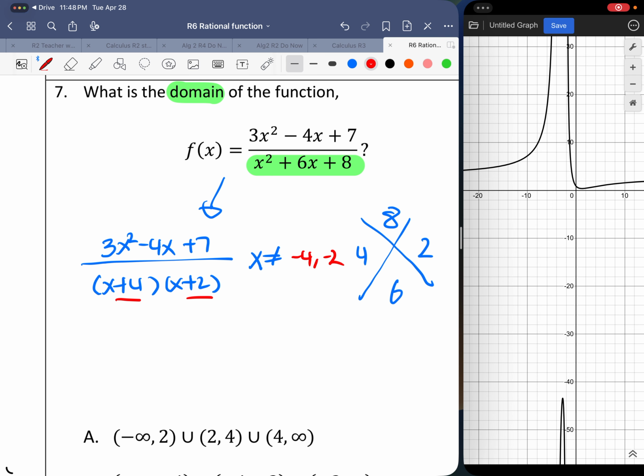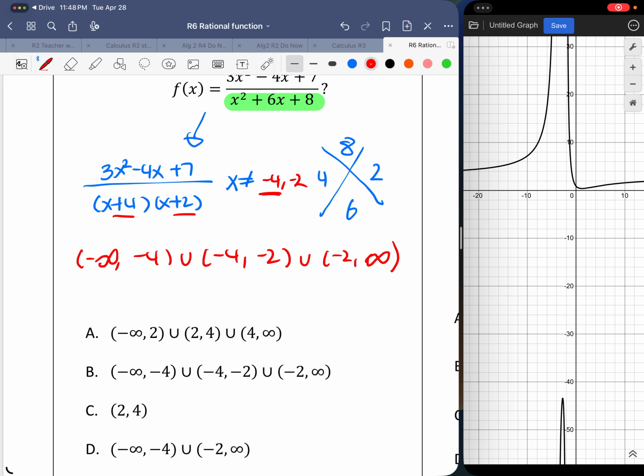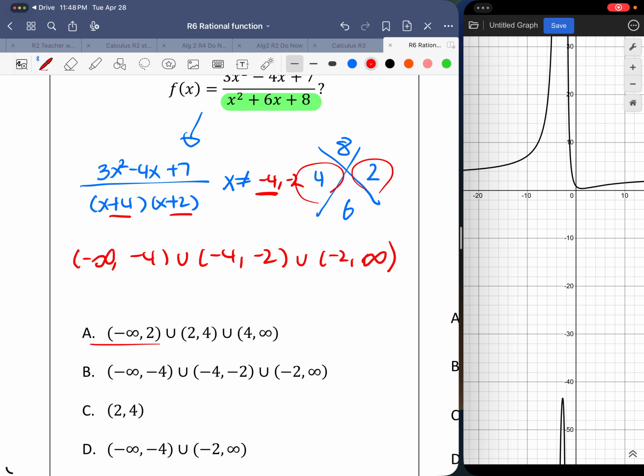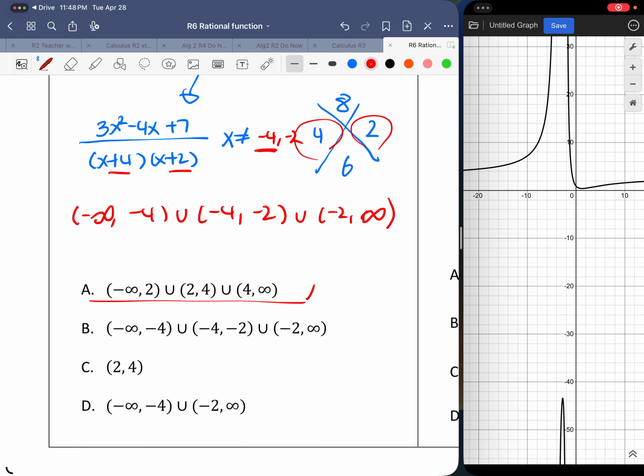Therefore, your domain is going to be -infinity to -4, because -4 is smaller than -2, union -4 to -2, union -2 to infinity. A common mistake is that because you got 4 and 2, you just write those as the answer. That's why they put this one as A. That's not true. The answer is going to be B.